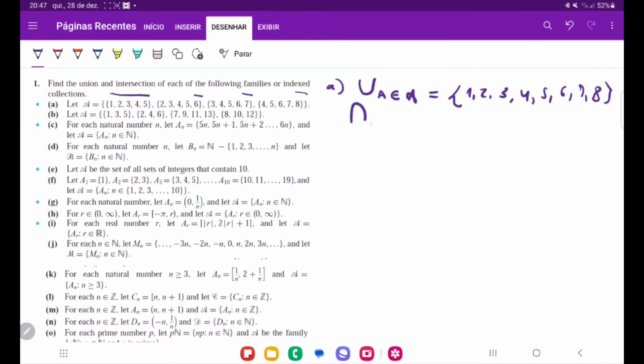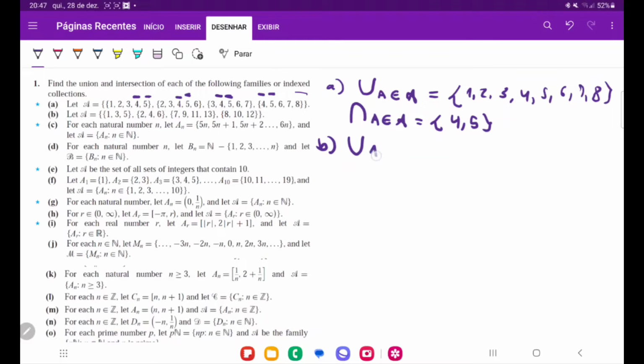And for the intersection of the sets in the family, we're going to have all the elements that are in all of the sets, right? So the element that shows up in all of the sets is going to be 4, because it's here and there, and we're going to have 5. Those are the only 2 elements that show up in every single set, so that's going to be 4 and 5. Now let's do B.